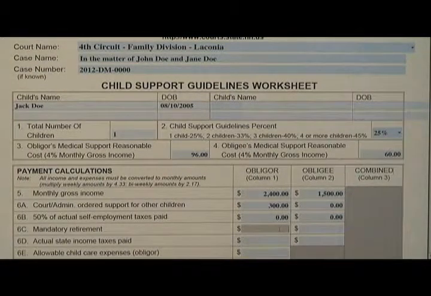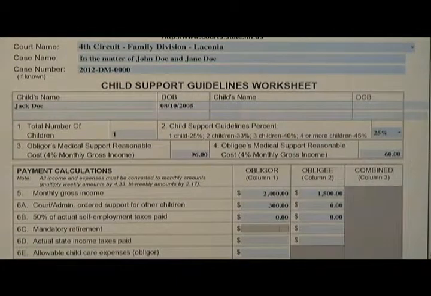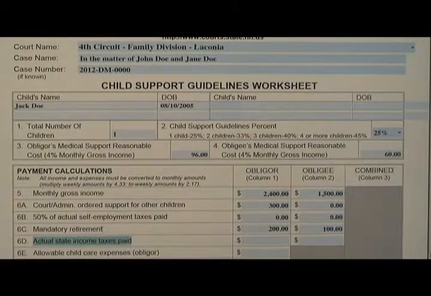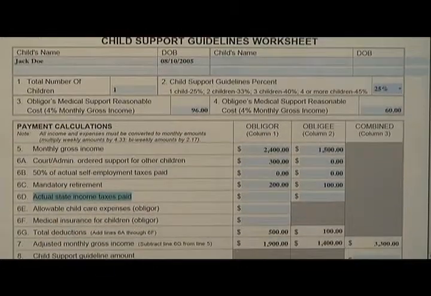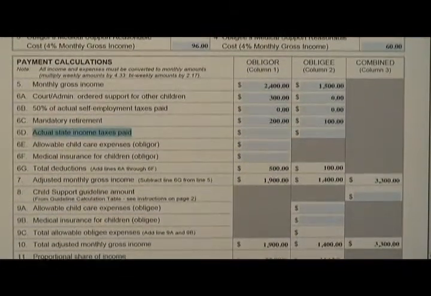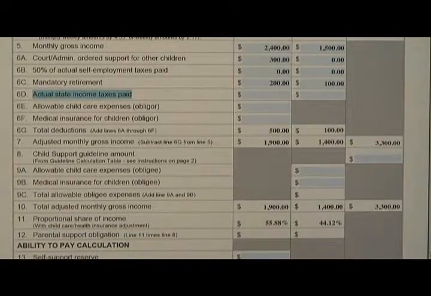Line 6C is mandatory retirement. If there are any mandatory retirements that are paid out of your paycheck directly to a retirement fund, these amounts would be put in line 6C. We will be using $200 for John and $100 for Jane. Line item 6D addresses the actual state income taxes paid. For the purposes of our example, we will not be using any income taxes. Line item 6E is allowable child care expenses of the obligor. We will be using $300.